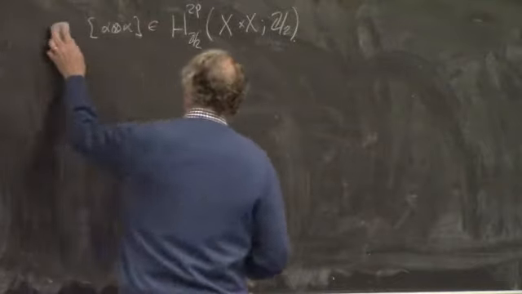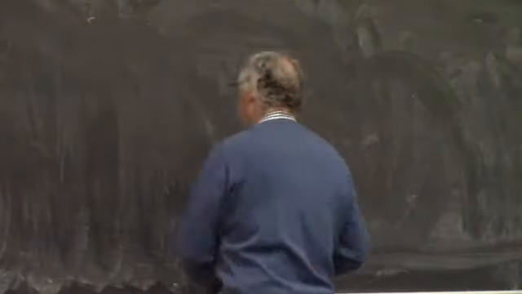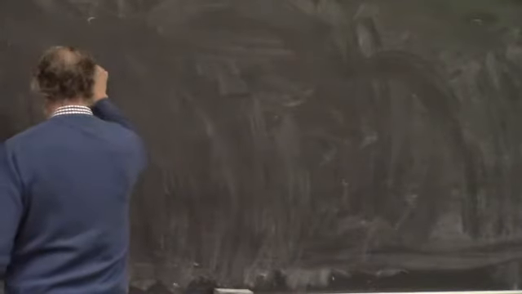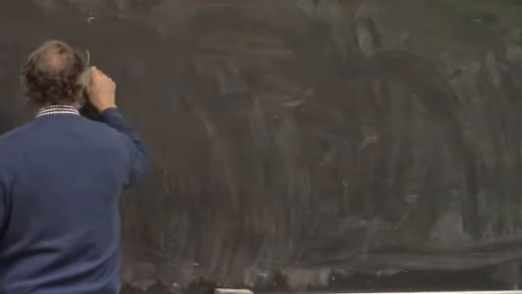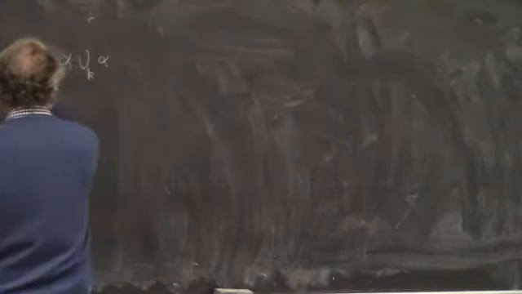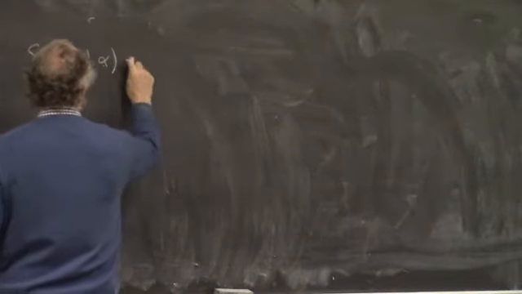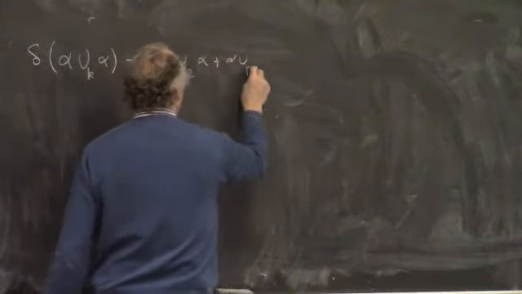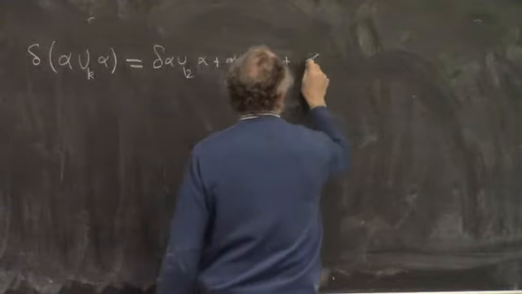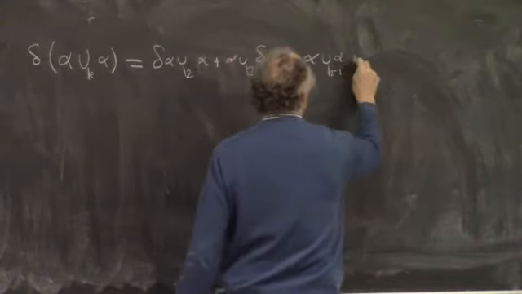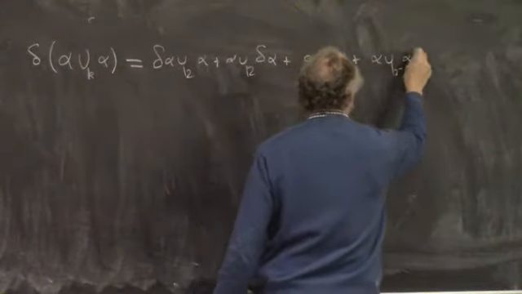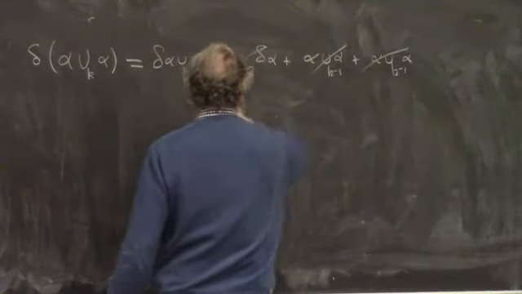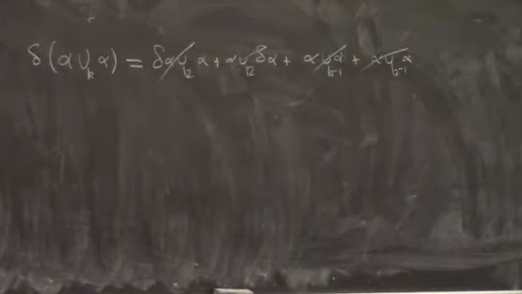No, I'm sorry, I'm mixing my stories here. Let's not do it that way. Let's just take alpha cup K alpha, and let's take the coboundary of that. Well, it's coboundary alpha cup K alpha plus alpha cup K coboundary alpha plus alpha cup K minus 1 alpha plus alpha cup K minus 1 alpha. These are the same, and alpha is a cocycle, so everything vanishes. Okay, so this is a cocycle.